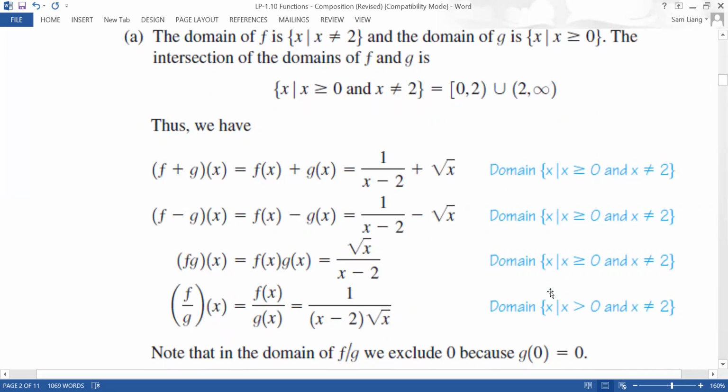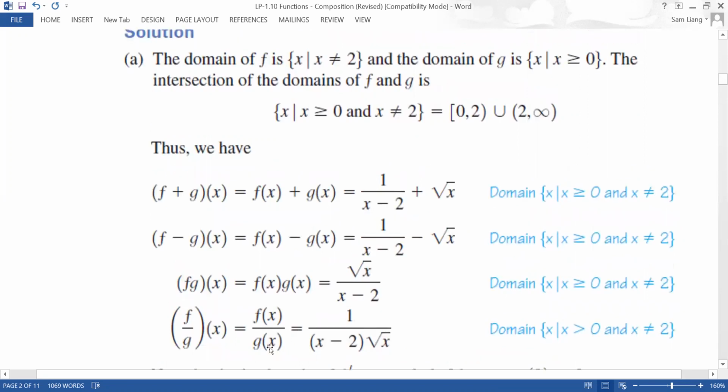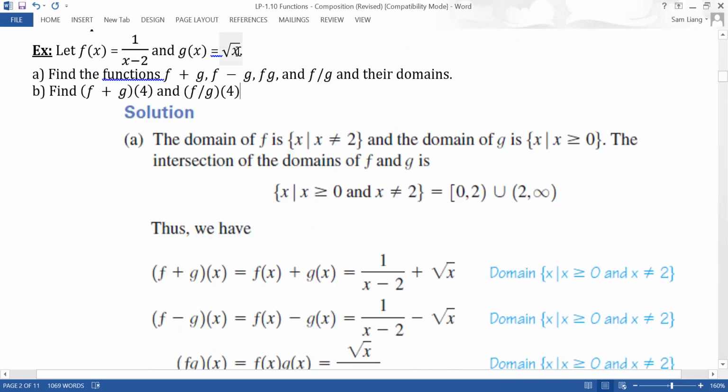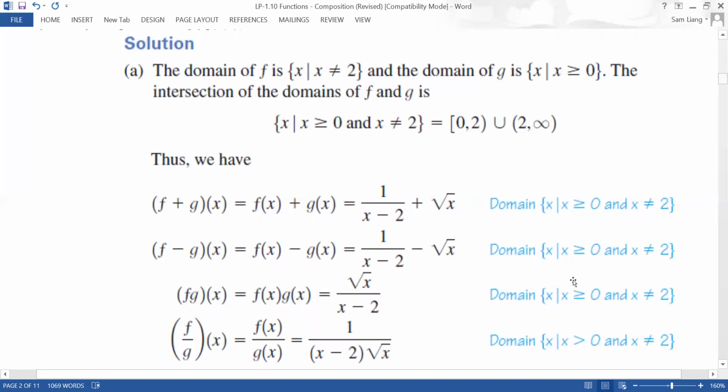The quotient, however, the domain is different, but the quotient is nothing too fancy. It's just 1 over x minus 2 divided by square root of x, so that'll be in the denominator. So that's your final answer for that. And then just note that g of x can't be equal to 0. So g of x in this case was the square root of x function, as we see here. So that can't be equal to 0. So we just have to exclude that.